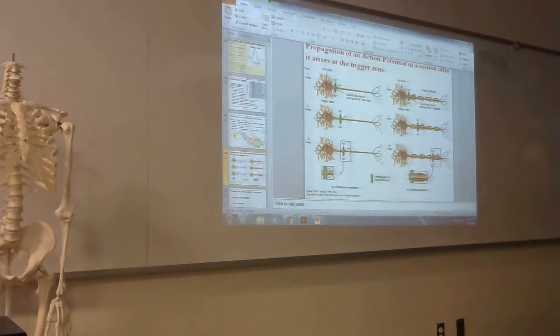So if it's an excitatory neurotransmitter that's released here, it generates an excitatory postsynaptic potential. Inhibitory will generate an inhibitory postsynaptic potential. Okay?